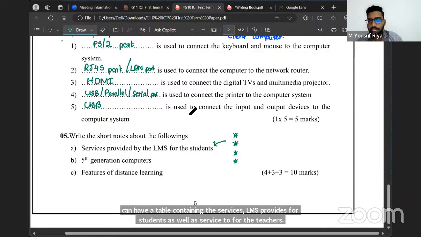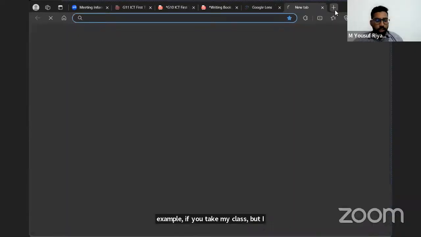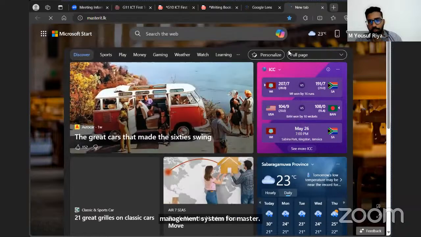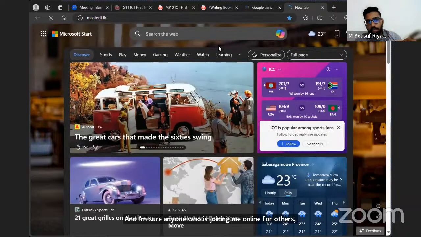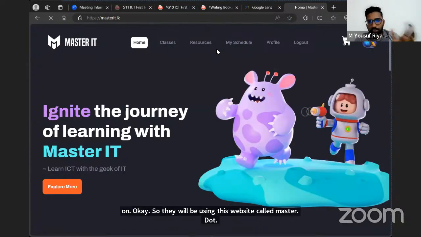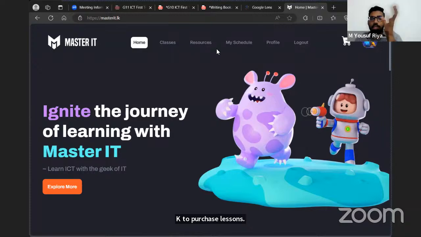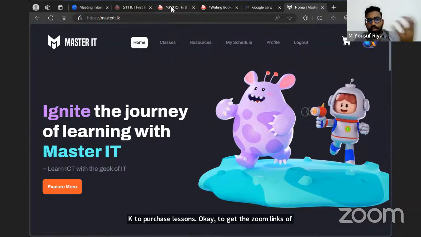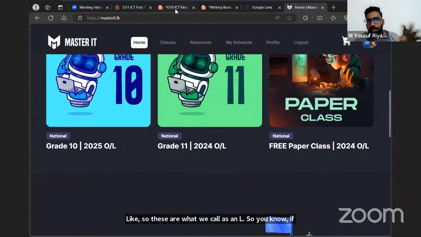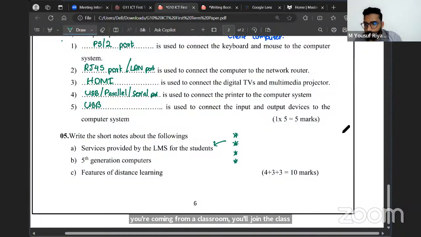LMS is a learning management system. For example, if you take my classes, I have a learning management system called MasterIT. If anyone is joining my online classes, they join through this website called MasterIT.lk. They use this website to purchase lessons and to get the Zoom links of the class. Everything happens here. Similarly, Rizlan has a website called MasterMaths. These are what we call LMS. So if you're coming from a class hall, you all join the class hall from this website. If they ask about the ports used in olden days for printers, only the parallel port will be the answer. Actually, the serial port was also used.